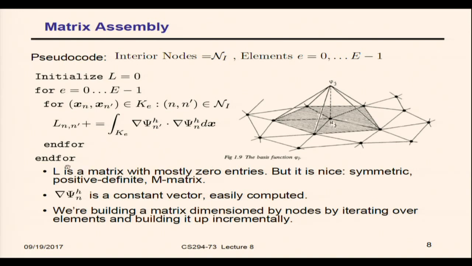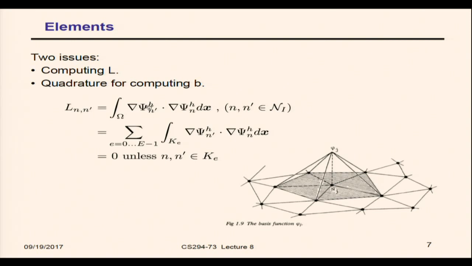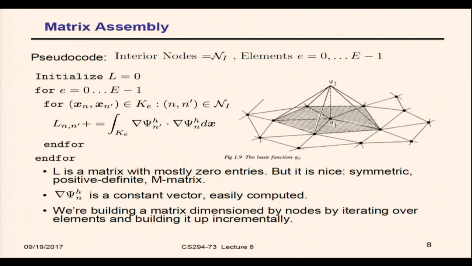So what do we know about this process? L is a matrix with mostly 0 entries, because if this node is here and you're more than kind of one away, there is going to be no element in the support of this node's basis function that intersects with the support of the other node's basis function. But that said, it's a sparse matrix, but it's a nice matrix. It's symmetric. That's something easy to show, and in fact, you can read it off the original definition. L of nn prime is grad Hn prime dotted with grad Hn. It's the same if you interchange the order of n and n prime. So it's a symmetric matrix. Turns out it's positive definite. And in a lot of cases, it's an M matrix. I'll tell you what that is in a moment.